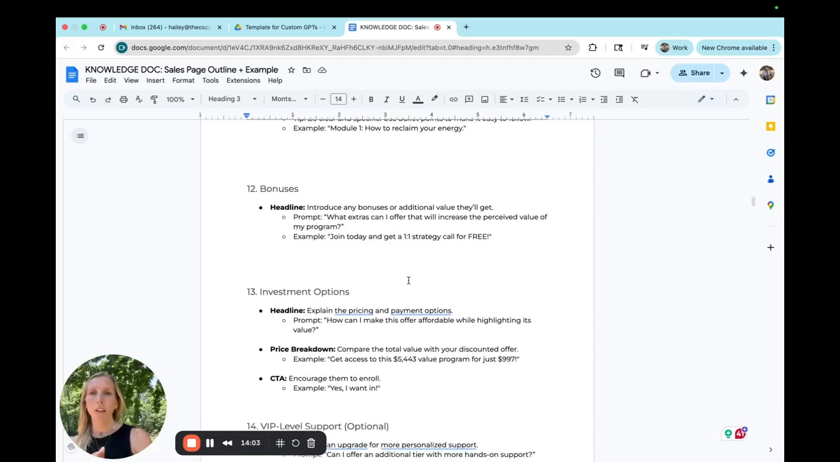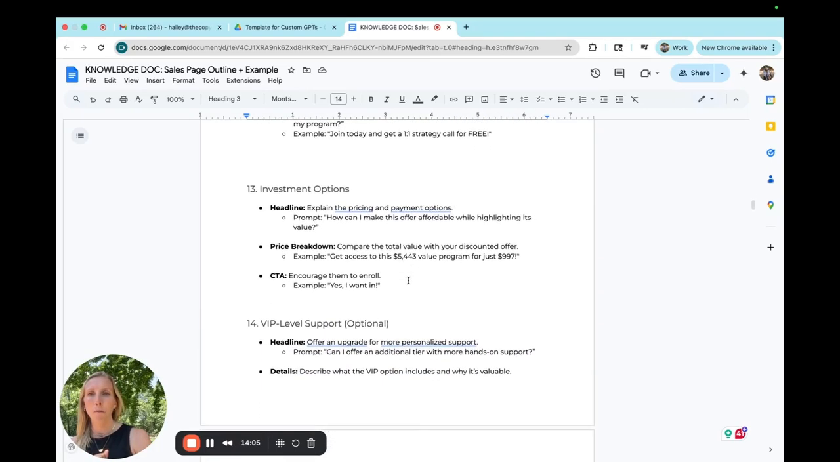So you don't list everything on the sales page. Then we finally get into the investment options, right? We want to have overcome all these objections before we move into the investment. Always include a headline. Every time I do a new section, I'm including a headline. And so we can explain the pricing and the payment options.